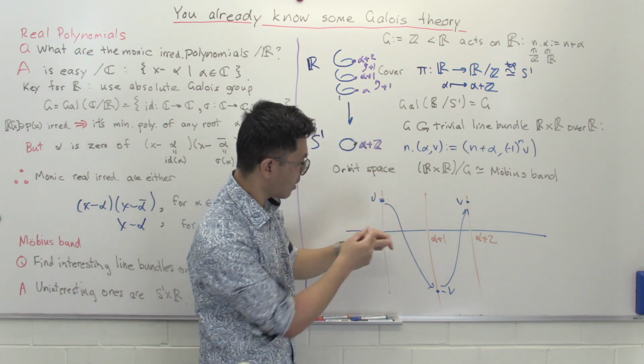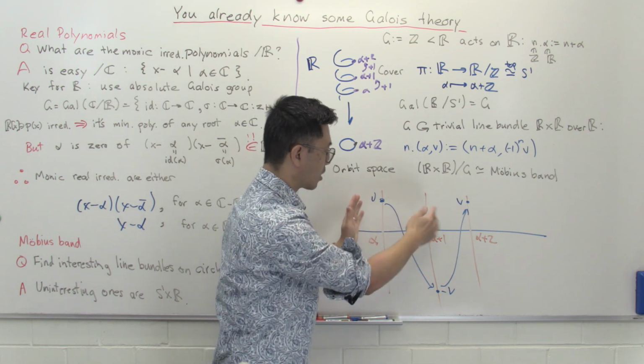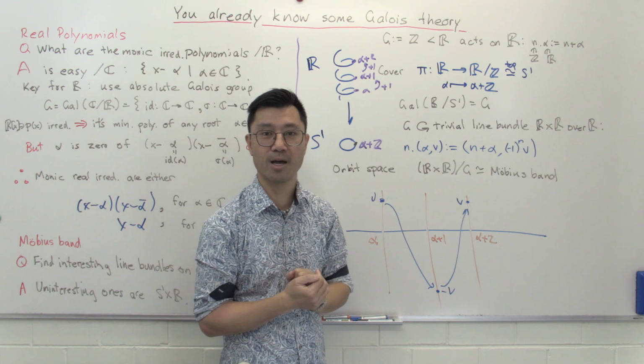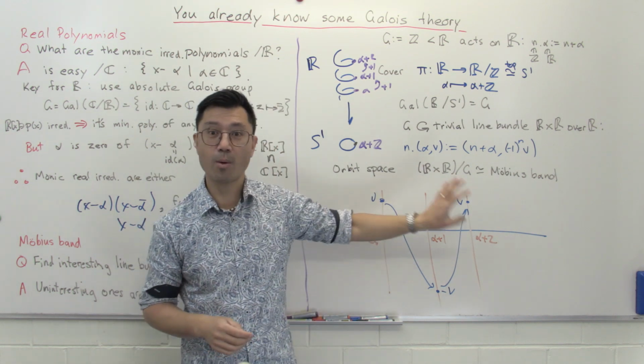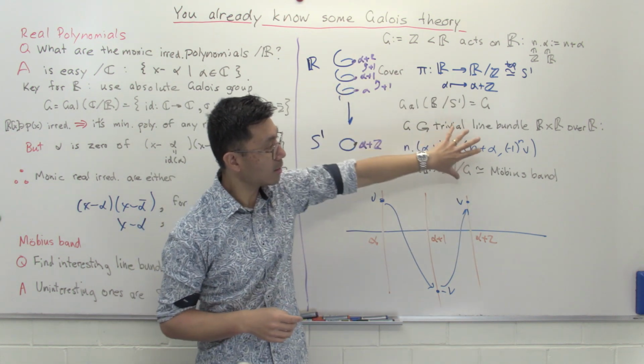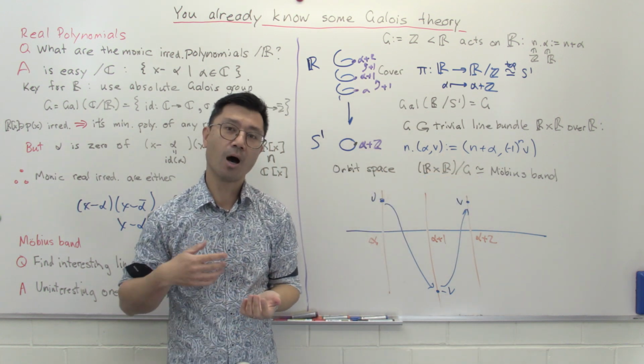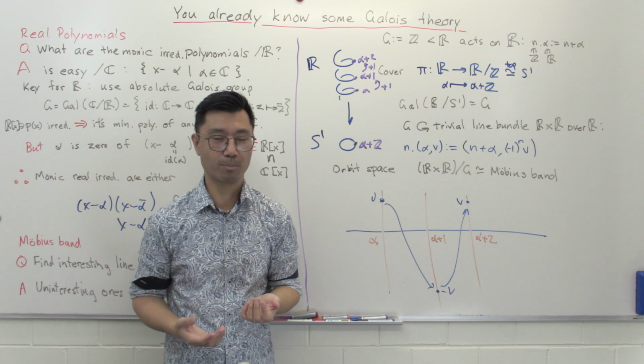In the end of the day, you might as well just look at the bit where you glue this line to this line and forget the rest, and you'll get the same Mobius band. And that's how you can use Galois theory to understand the general construction behind the Mobius band. I hope you enjoyed this adventure in pure mathematics.